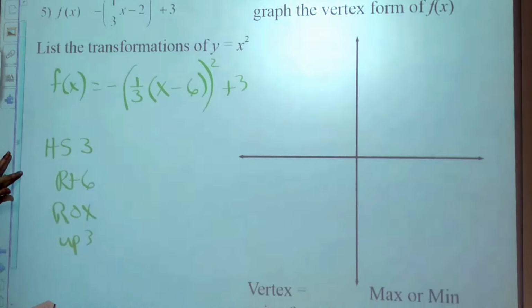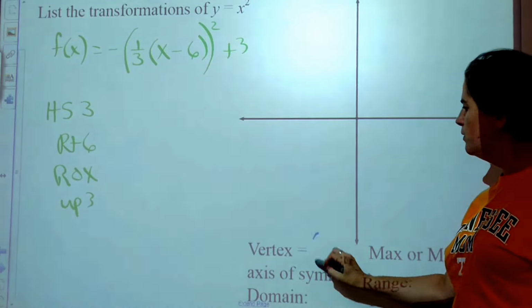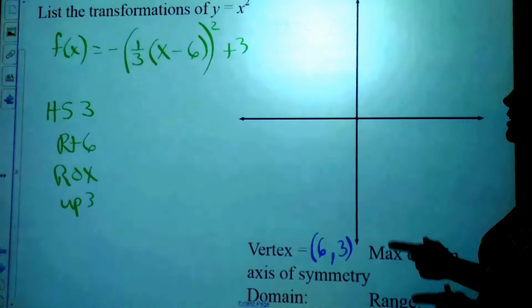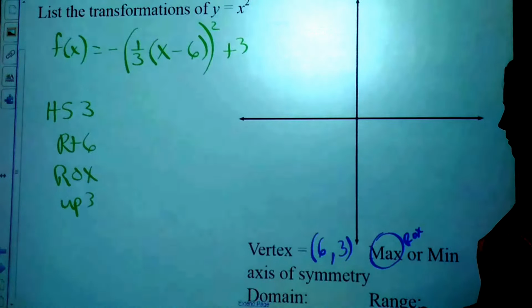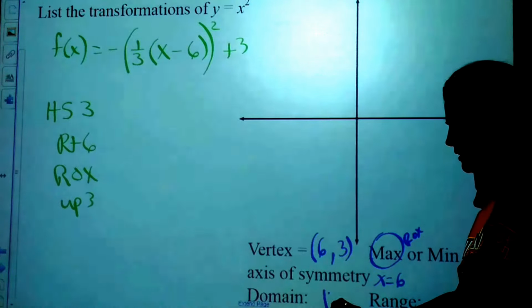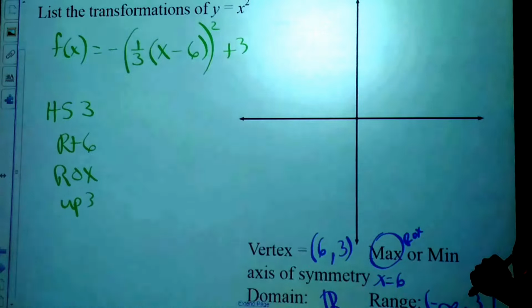So as I go graph that, we can graph or name our pieces and parts first, either way. If we do the parts here, that would go right 6 and up 3 for our vertex. This one reflects, so it will have a maximum because of the reflection. Axis of symmetry is going to be that x equals 6. Domain, all real or -infinity to +infinity. And because it's turned down, our range is -infinity up to the vertex y value of 3. Bracket, because there's always going to be a point there, parentheses on infinity.